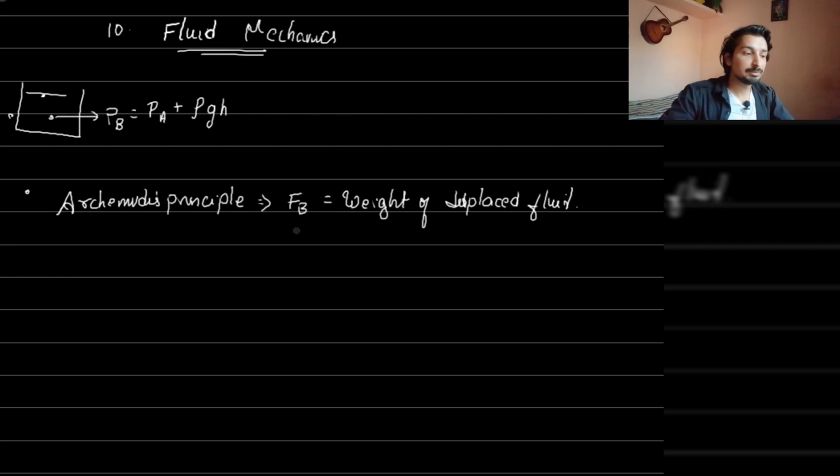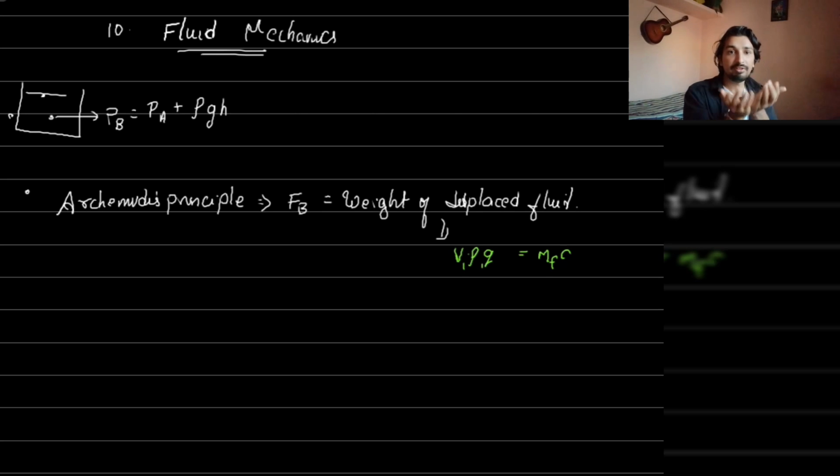So the force of buoyancy is nothing but the weight of the fluid displaced. That will be equal to the volume of the fluid displaced into density of the fluid into g, which is also equal to mf minus mg. Mf into g, the mass of the fluid into g, will give you the weight of the fluid, right? So the weight of the fluid is nothing but the maximum force that the fluid will exert.